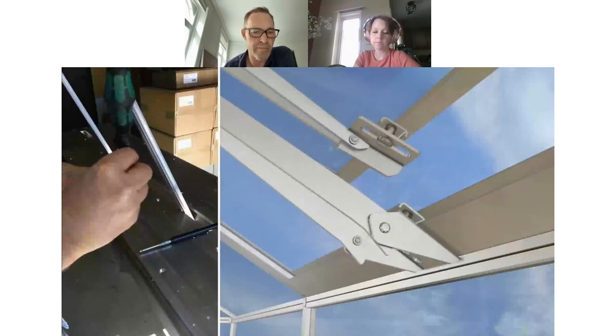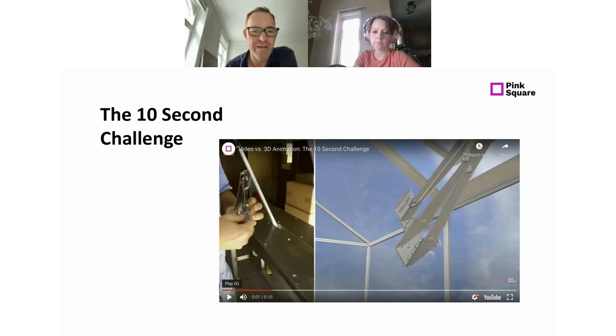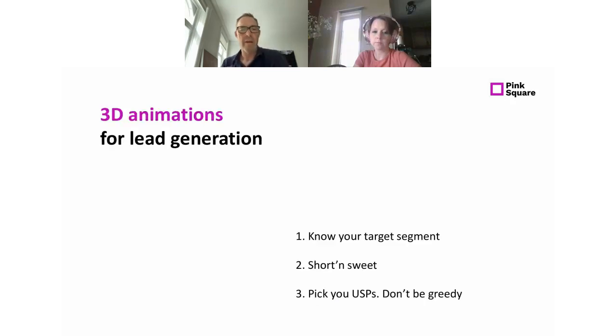So hopefully that makes a point. If you go back to the presentation, so basically for using 3D animation for lead generation, we think there are a couple of really important points. First of all, it's know your target segment, short and sweet, and really important. The third one is pick your USPs, your unique selling points. Don't be greedy. We generally say 1 to 2 unique selling points. Don't try to squeeze in 3, 4, 5, 10, not for capturing people's attention and for generating leads.